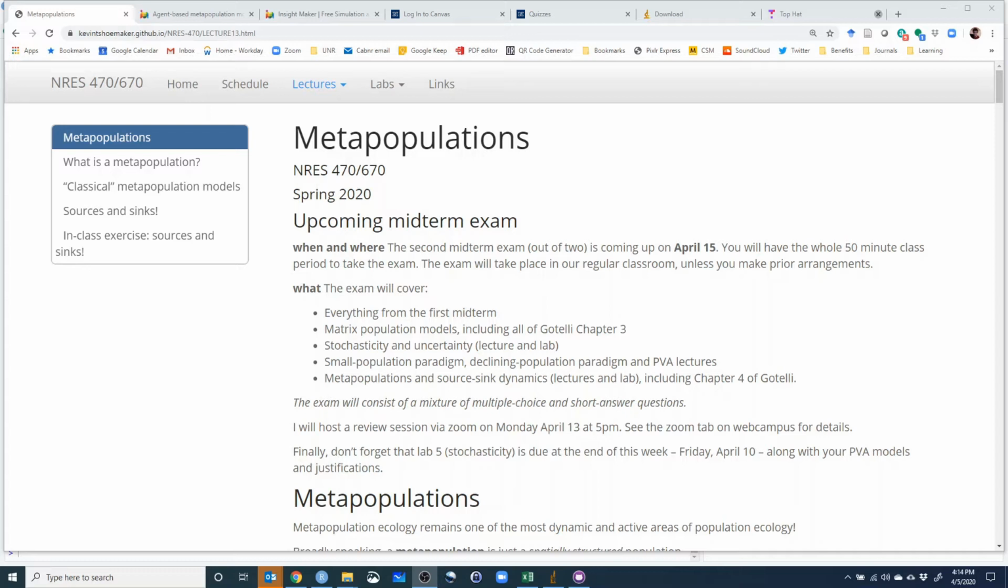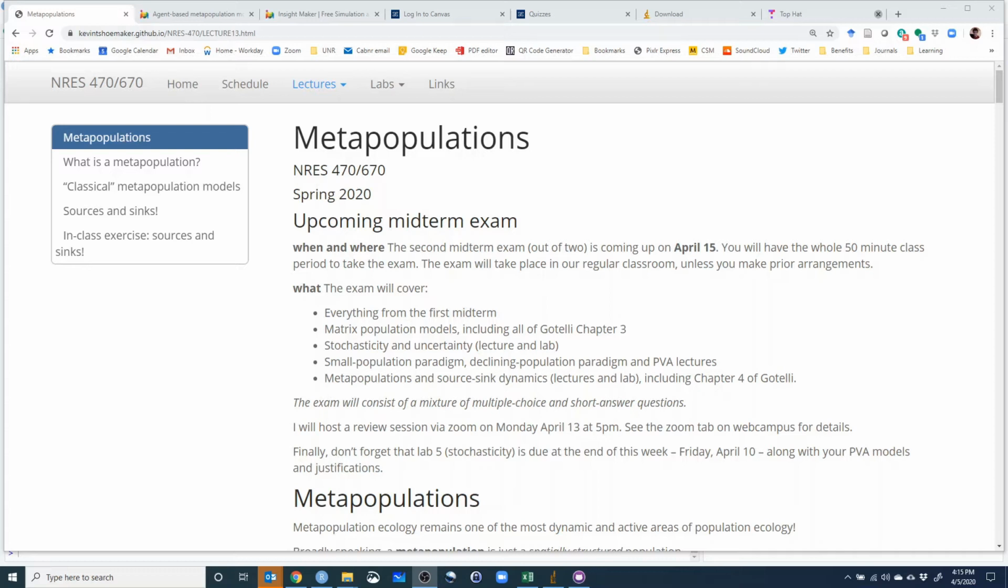The exam, like always, will consist of a mixture of multiple choice and short answer questions with some definitions at the end. I will host a review session on Zoom on Monday, April 13th. That's 2 days before the exam at 5 p.m. I have set up a Zoom meeting on Web Campus, see the Zoom tab for more details, and it should show up on your Web Campus calendar.